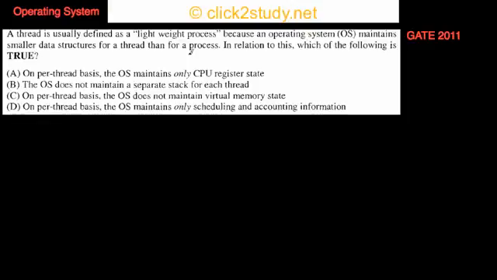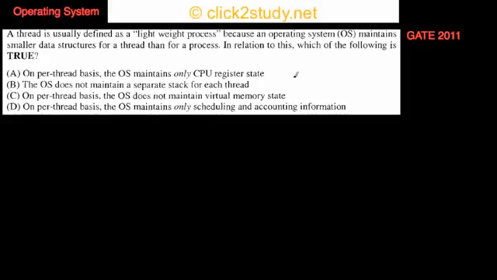Data structures for a thread are smaller because a process has many threads, and all of these threads use the same code of the process, the same files, and the same memory of the process. That's why they are light: they don't have their own files or their own code. The code they run is part of the process; they don't have separate code.